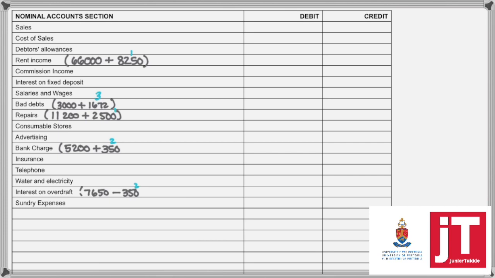Number 4 is bad debts recovered. And now you'll see there is no account for it. So we have to add it in. Bad debts recovered, and that is 150 Rand. I cannot minus it off bad debts. So please do not minus it off bad debts. Okay? Matching concept. Must keep it separate.